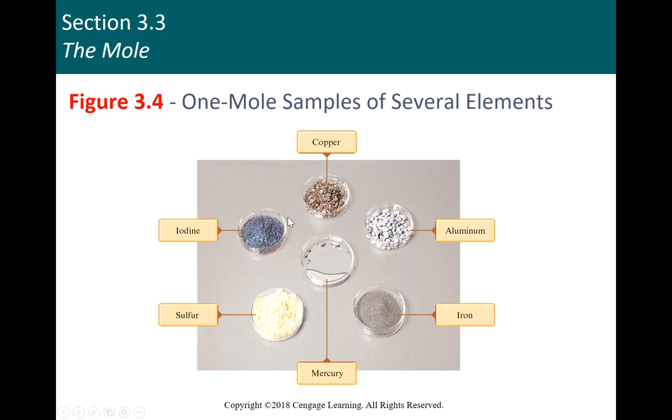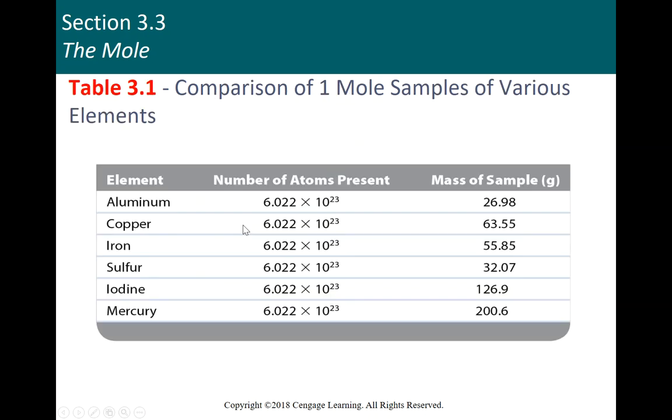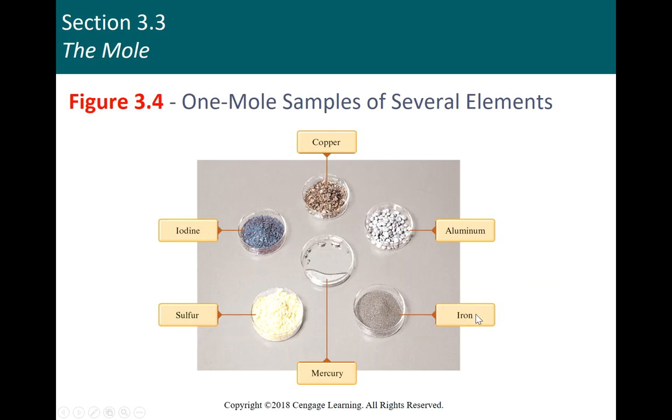This slide shows you several different samples of 1 mole of elements. The 1 mole sample of aluminum contained this many atoms, but its mass was only about 27 grams. The 1 mole sample of mercury had this many atoms, and its mass was about 200 grams. So you definitely have to put those on a balance in order to see the mass of those, because you can't tell the mass of those by looking. And that is another concept in itself called density.